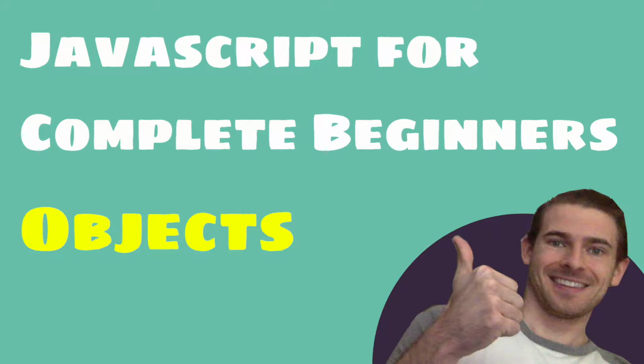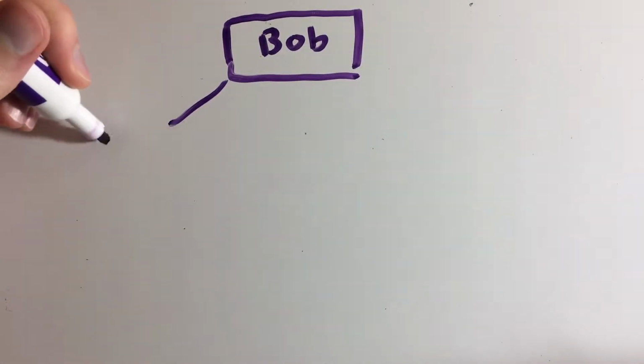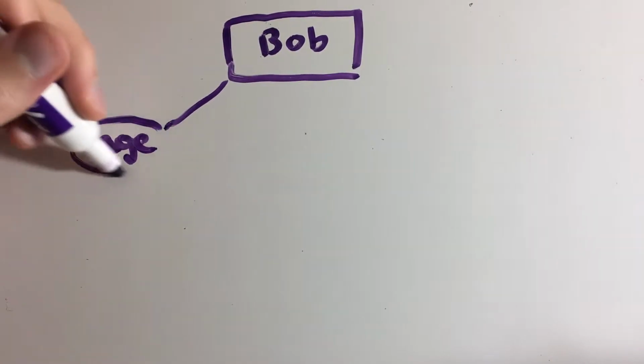In this video, we're going to be diving into how to use objects in JavaScript. So like always, let's go ahead and look at a whiteboard example of what an object is. I'm going to start off with an object called Bob, and objects are going to be denoted with this rectangle. And objects in JavaScript can have properties, which we're going to denote with these circles.